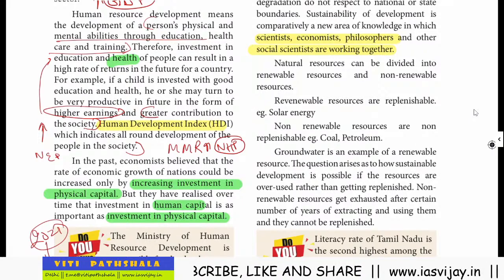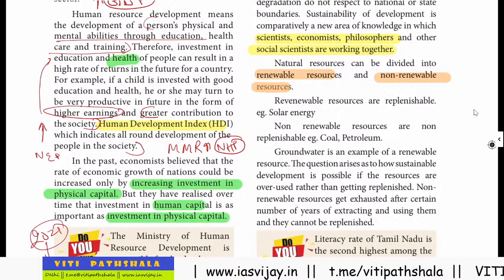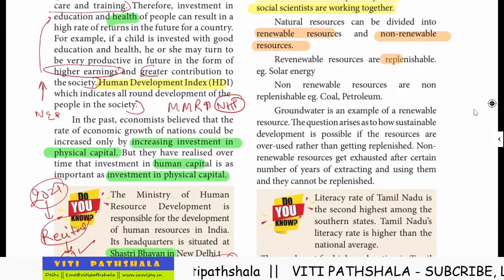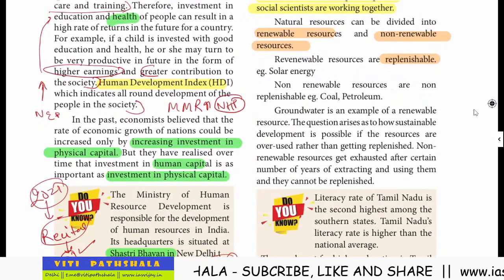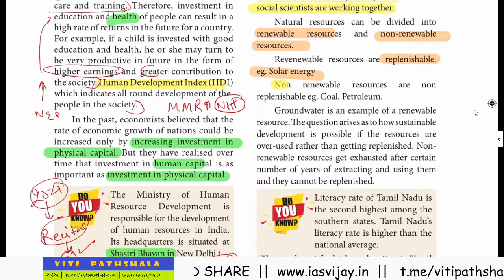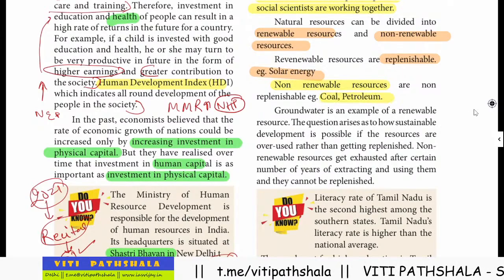Natural resources can be divided into renewable resources and non-renewable resources. Now, renewable resources are replenishable, the sole example being solar energy. Then non-renewable resources are non-replenishable, that is the coal and the petroleum.